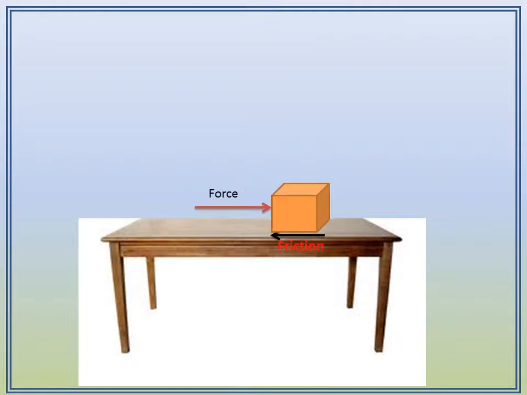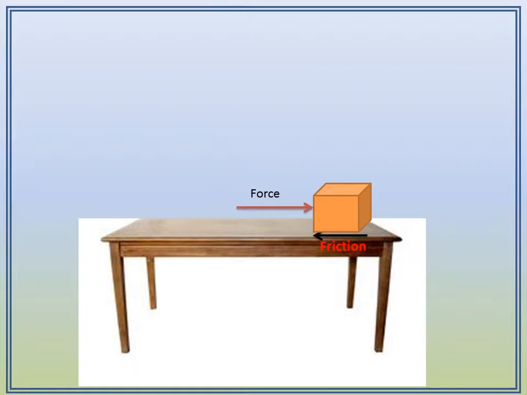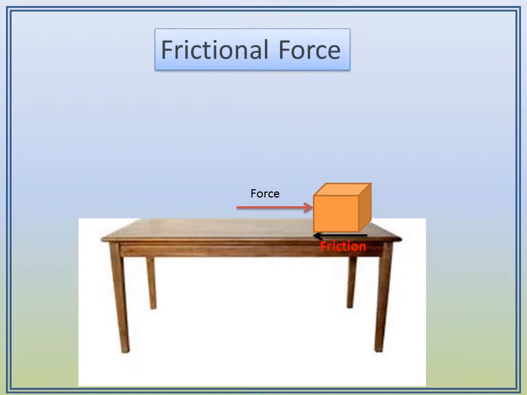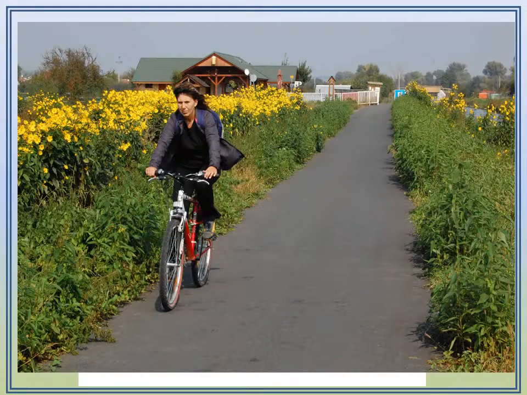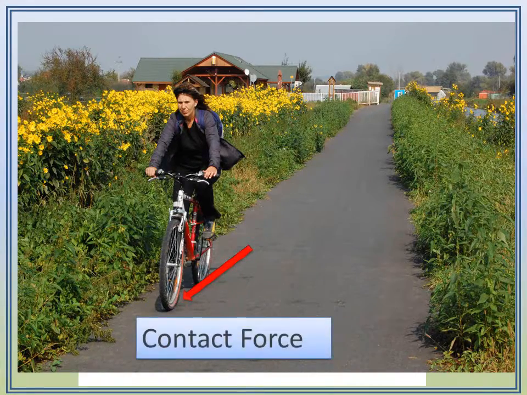When one object moves or tries to move over the surface of another object, the frictional force starts acting on the contact surfaces. It always opposes the motion. There is friction between the tire of the bicycle and the road, which finally stops or brings the bicycle to a halt. Since the force of friction arises due to contact between surfaces, it is a contact force.